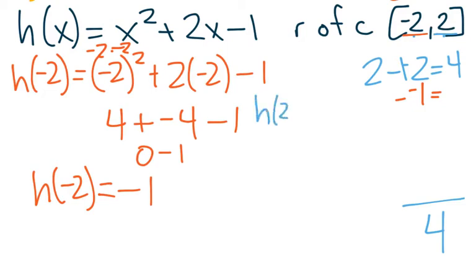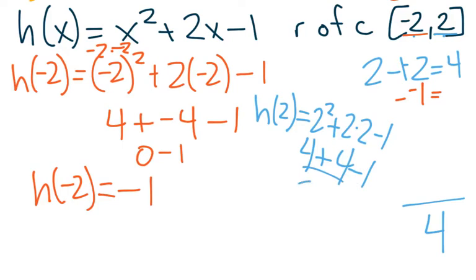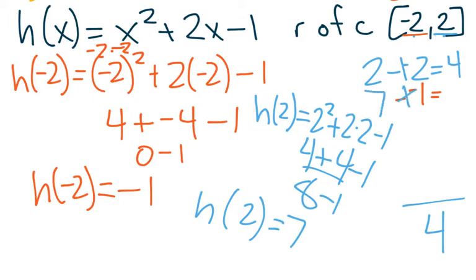So h of 2 equals 2 squared plus 2 times 2 minus 1. 2 squared is 4. 2 times 2 is 4. Minus 1. 4 and 4 are 8. Minus 1 is 7. So h of 2 equals 7. So I go 7 minus a negative 1. That gives me a plus. 7 plus 1 is 8. And I get 8 over 4 for my rate of change. Which, can I reduce that to 2? Yes. Is that always going to happen? No. That's just coincidental. Does that 2 match up with that 2? No, it doesn't. Not the same thing.